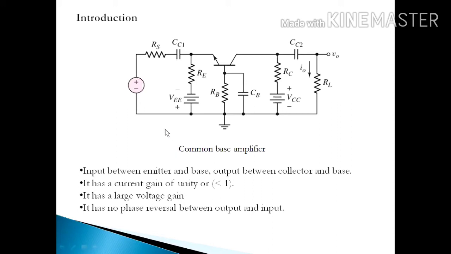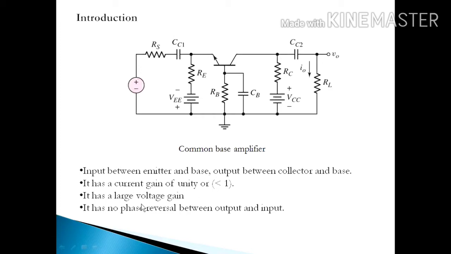As we all know, the current gain beta is the ratio of output current divided by input current. According to this common base amplifier, the output current is your collector current IC and your input current is the emitter current IE. So IE is equal to IC according to your normal current equation. So by using that concept, if you are calculating the current gain for common base amplifier, then IC divided by IE is equal to 1. So the current gain of your CB amplifier is unity.